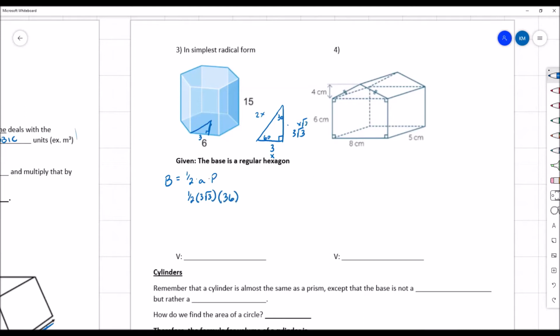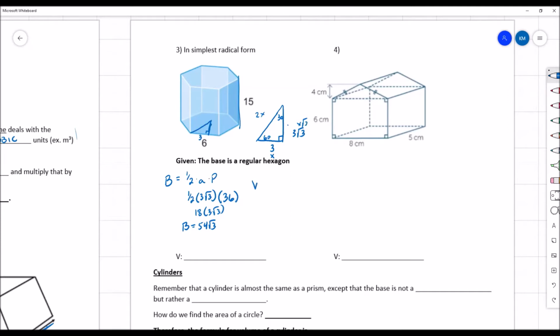And so 1/2 times 36 is 18. 18 times 3 radical 3 gives us 54 radical 3. So the area of the base in this case is 54 radical 3. The height of our prism is 15.